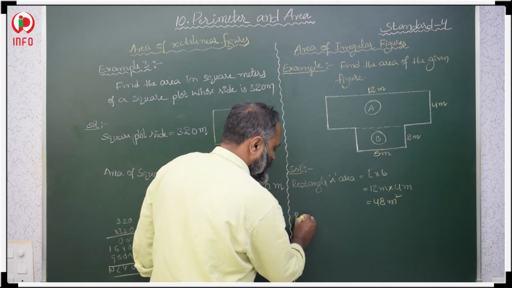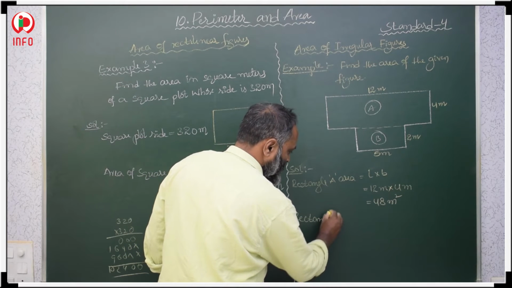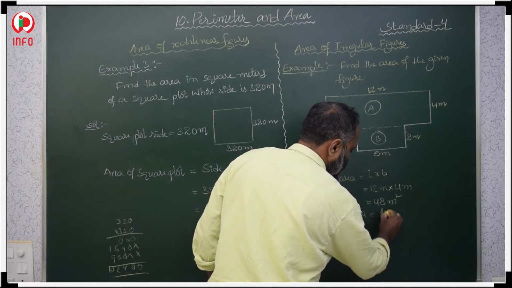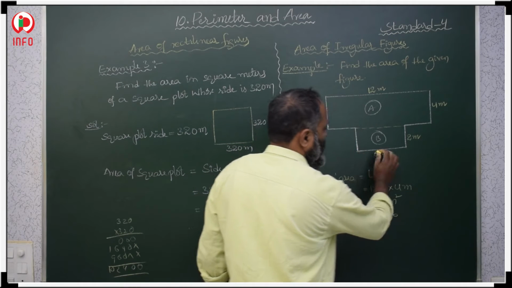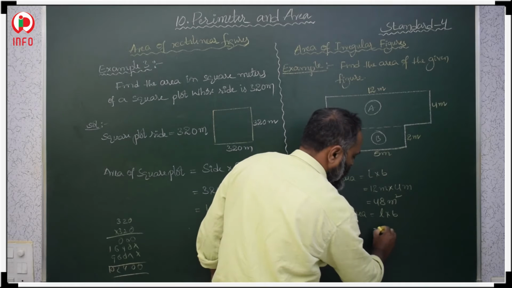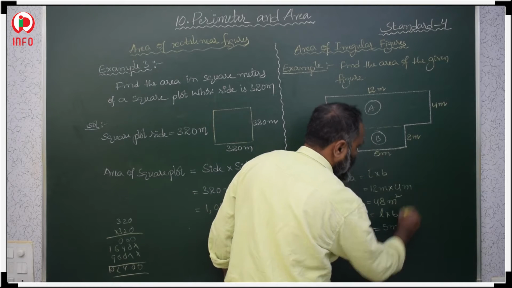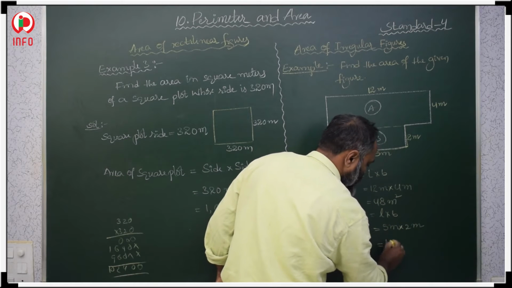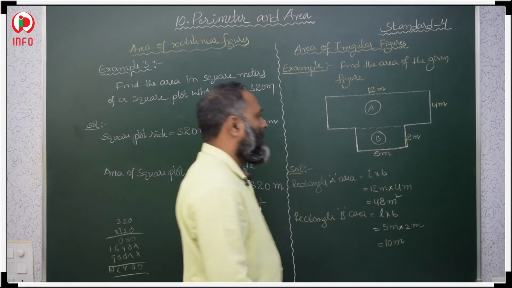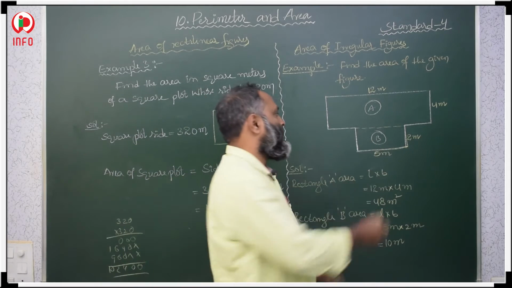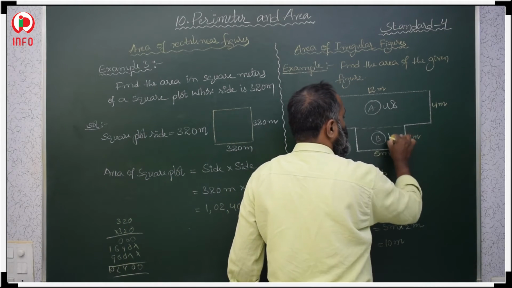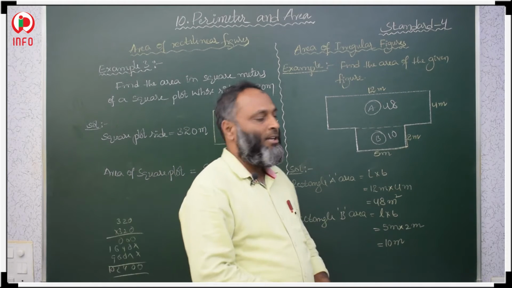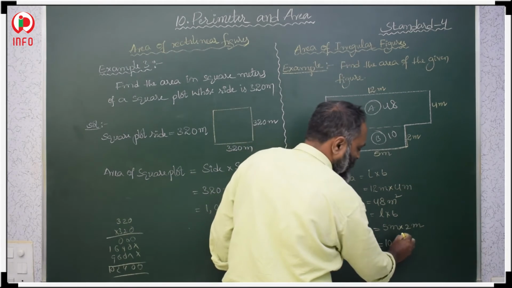Then rectangle B area. Rectangle means length into breadth. What is the length here? The length here is 5 meters and the breadth is 2 meters. 5 twos are 10 meters square. So this is 48, this is 10. The total is 48 plus 10, that is 58 meters square. Area is in meter square.